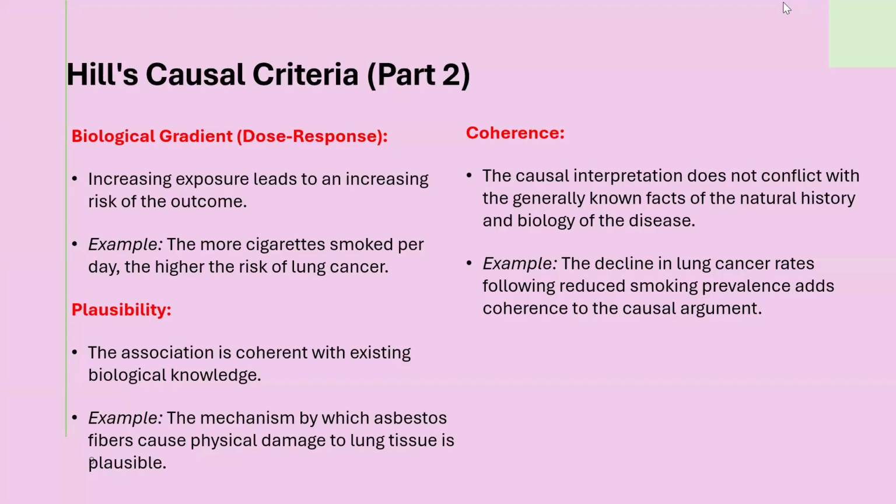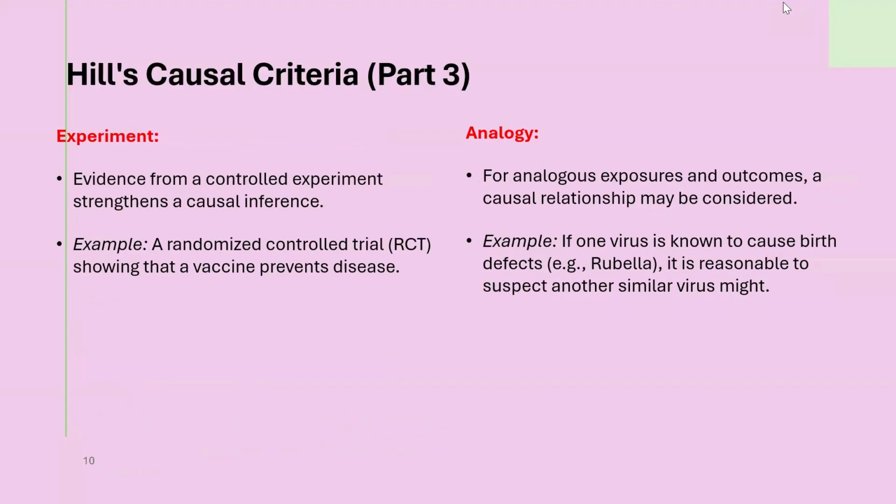For example, the decline in lung cancer rates following reduced smoking prevalence adds coherence to the causal argument. Okay, so the next criteria that Hill considered is experiment. Now, Hill says evidence from a controlled experiment strengthens a causal inference. Again, if you take, for example, HIV virus in a controlled setting and infect it into a host, then that host is most likely to develop the disease, and that is experiment.